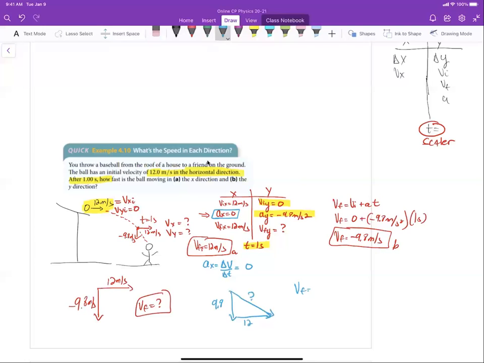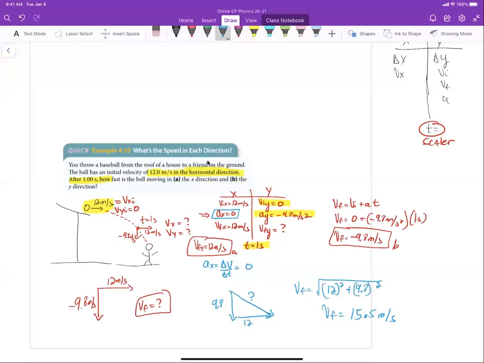Final velocity is Pythagorean theorem, right? 12 squared plus 9.8 squared. So the final velocity vector, the resultant vector, is 9.8 squared plus 12 squared. Enter. Second function, square root of that. The final velocity is 15, we'll say 15.5 meters per second.